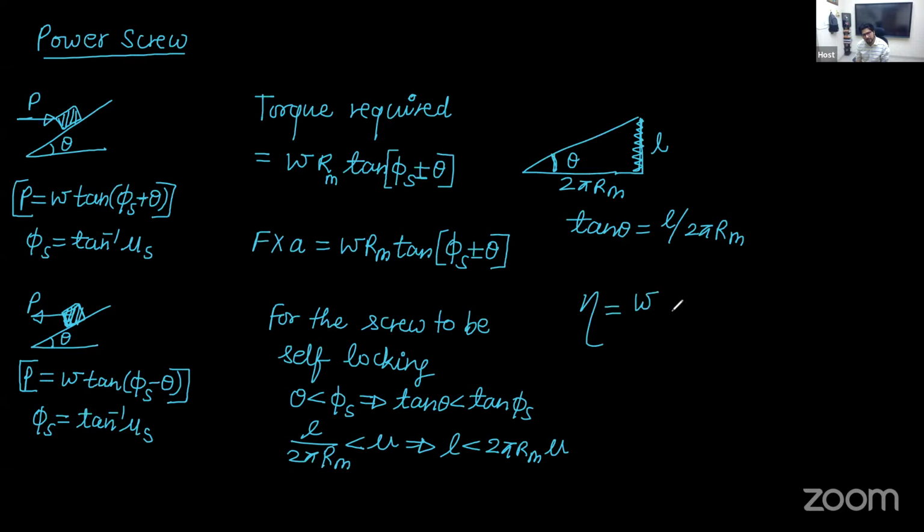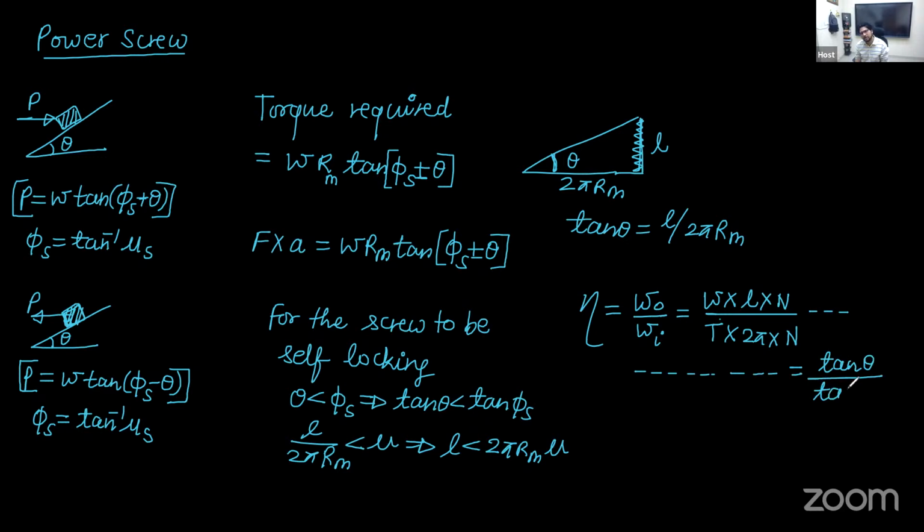Observation number 8: efficiency of the power screw is defined as output work upon input work. Output work is the weight that you are lifting multiplied by the axial displacement into number of revolutions, and input work is the torque that you are applying multiplied by angular displacement into number of revolutions. After you simplify this, you finally get the result tan theta upon tan(theta plus phi s).